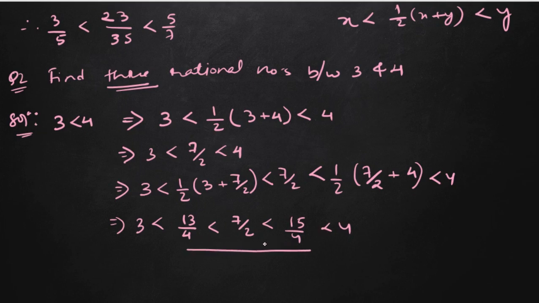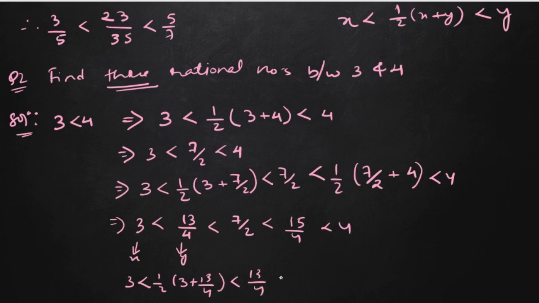Again, if the question is to find more than three rational numbers, then again you have to treat this as x and this as y. So this will be 3 is less than half of 3 plus 13 by 4, which is less than 13 by 4. Again, you have to multiply half and add 13 by 4 and 7 by 2, which is less than 7 by 2.